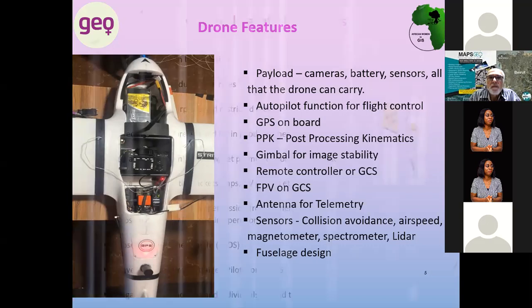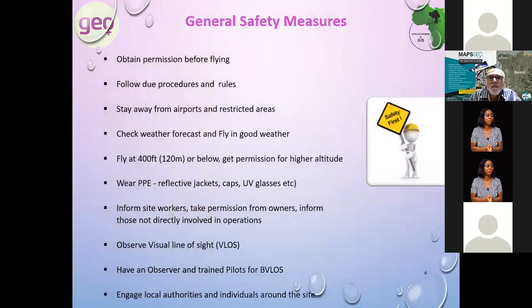Now, I'm going to talk about some general drone safety measures. You should always obtain permission before you fly. You should follow due processes. In Nigeria, we have the NCAA, which is the Nigerian Civil Aviation Authority. Every country always has a civil aviation authority. You should always check with them, check on their website, understand the rules that obtain in your environment, and always follow the rules. Stay away from airports and restricted areas.